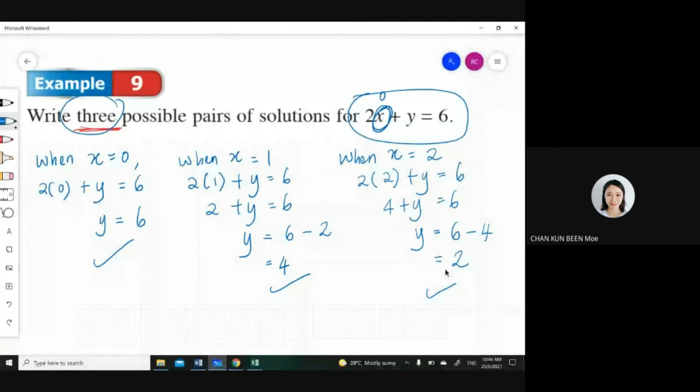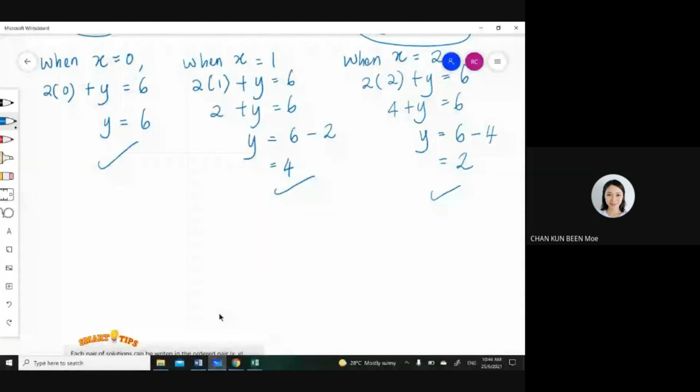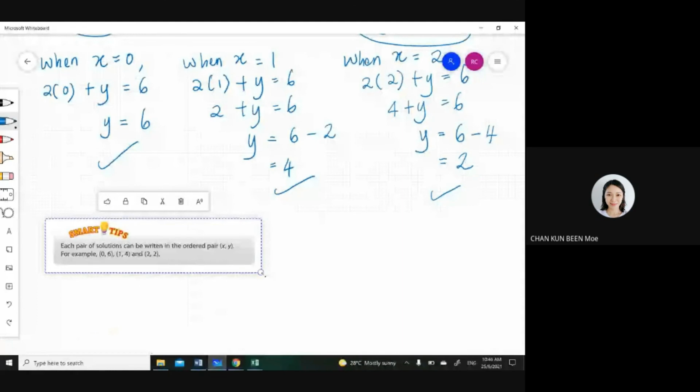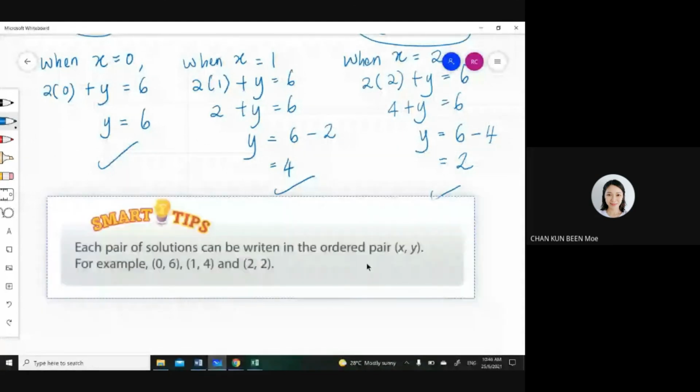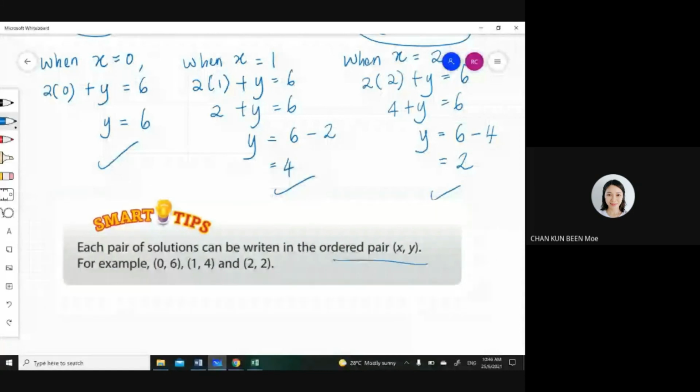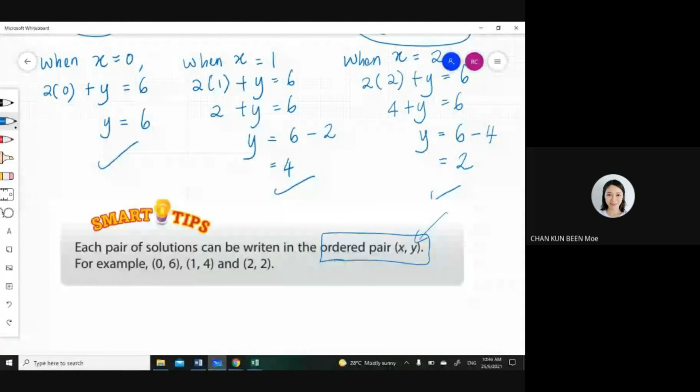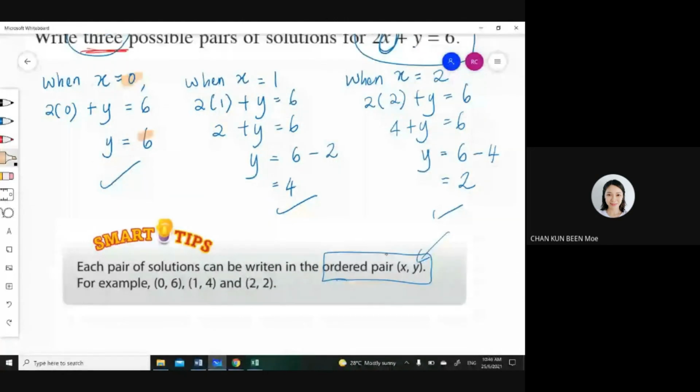Okay, so now we look at the smart tips down here. It is given in your book. You also can write each pair of the solution in the ordered pair. We call this ordered pair, x, y. You learned this before in the coordinate, I think in primary school. So for example, the first one that we have, the x is 0, the y is 6. So we can write down as 0, 6.